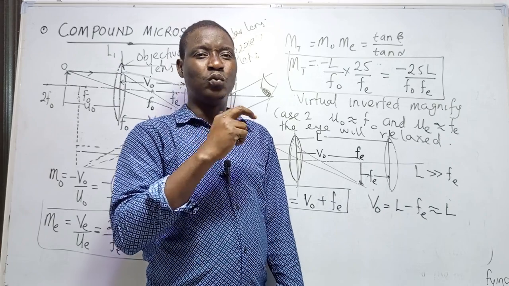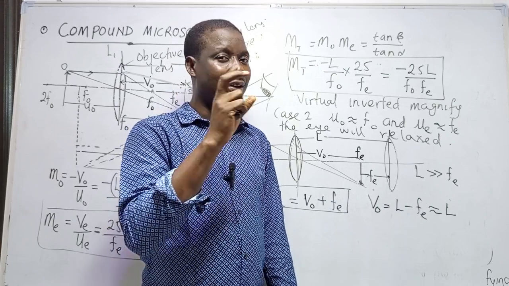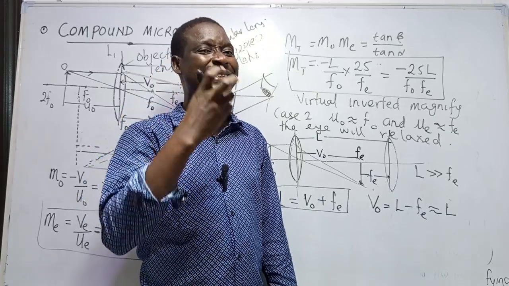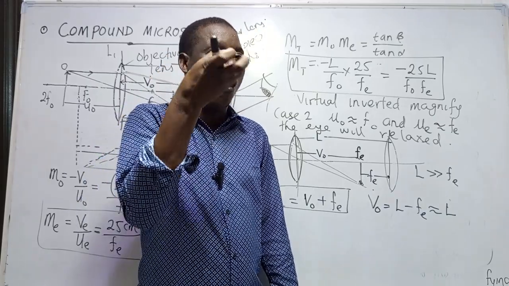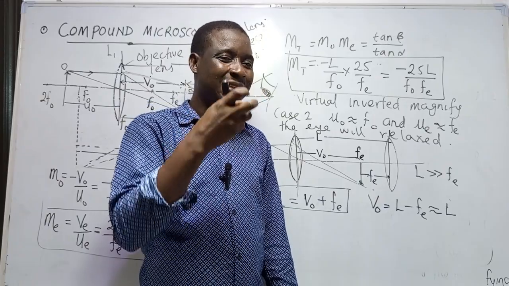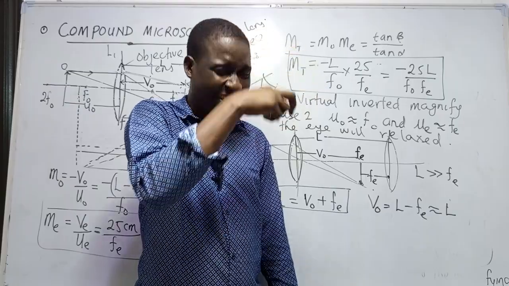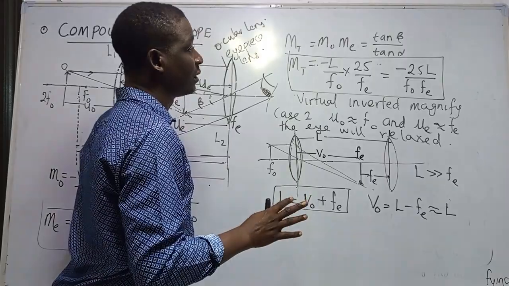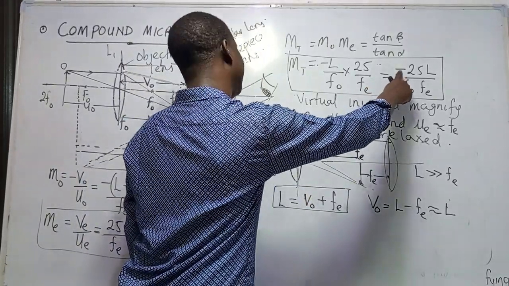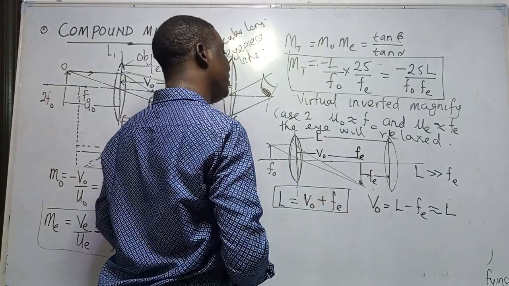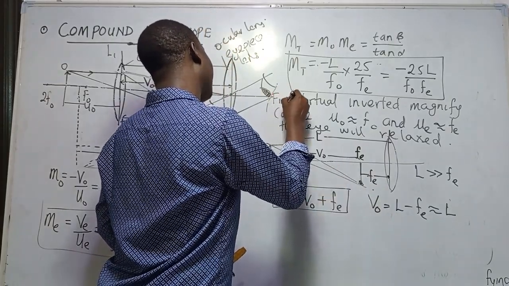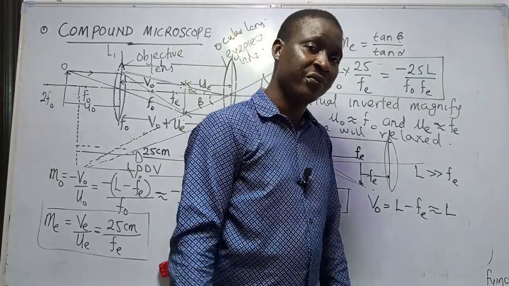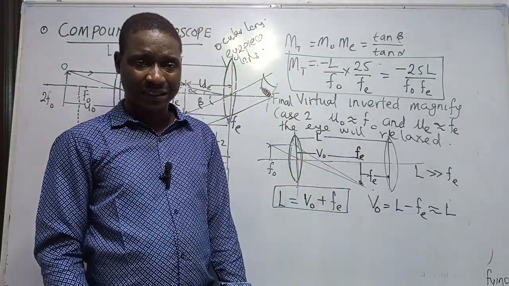Don't forget that when the eye relaxes, it means that it cannot accommodate the image. It is unaccommodative. That is to say, the image cannot be strained by the eye, so it is now relaxed. So that is just that. This minus sign shows that the final image is inverted. The final image is virtual, inverted, and magnified. Virtual, inverted, and magnified.